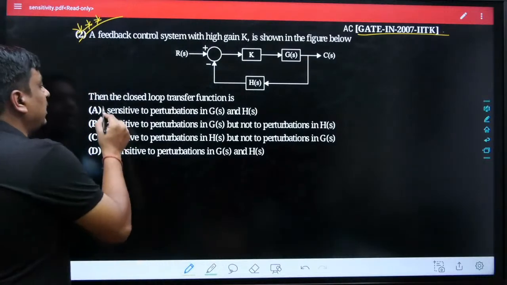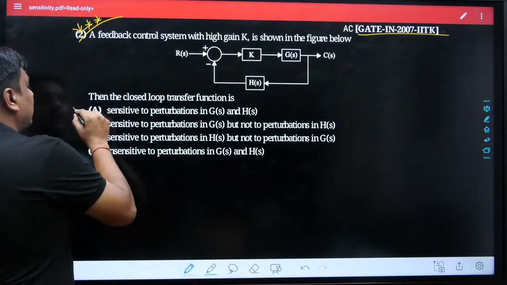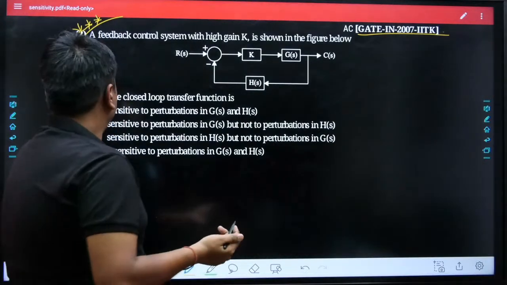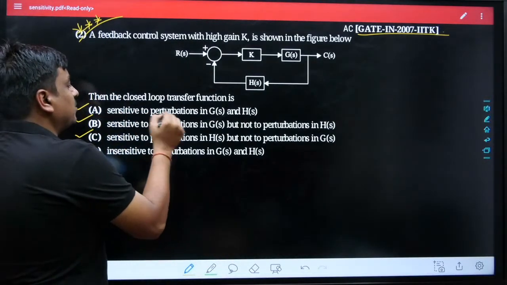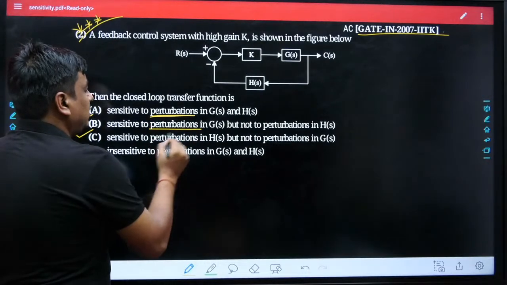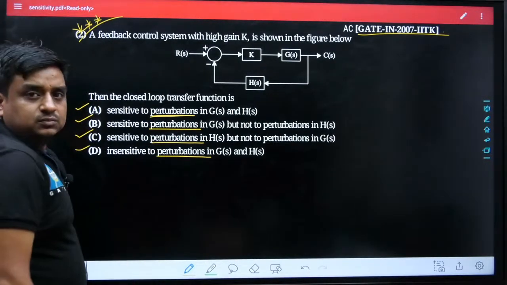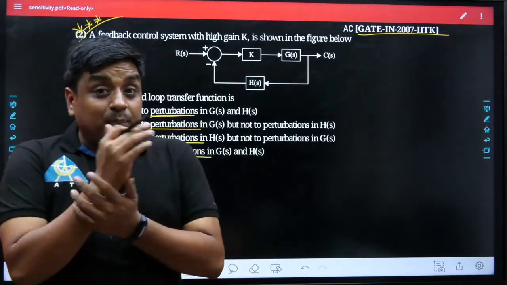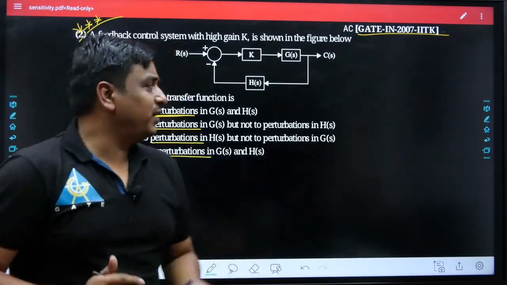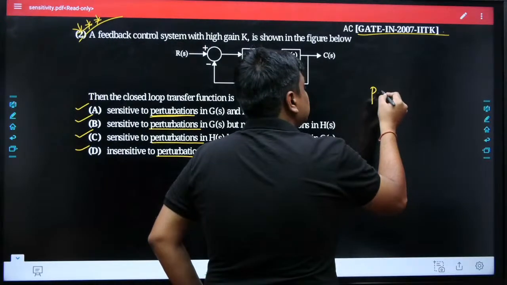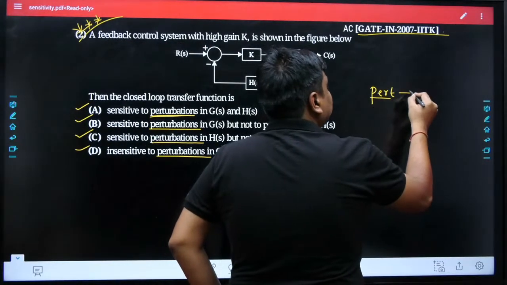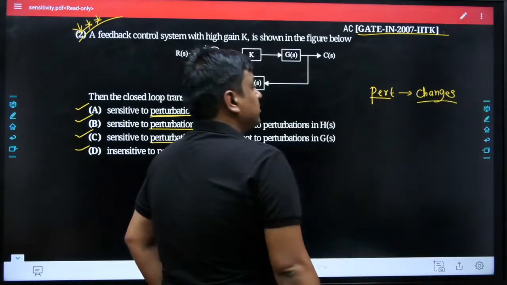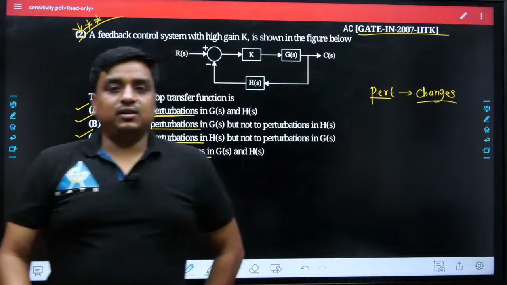So now the closed loop transfer function is, there are 4 different options attached along with this problem. May I know what they are? First, sensitive to the perturbation. Keep in mind, many times I have seen that perturbation is an English word, and probably students who are not well acquainted with this word may leave this problem. You need not worry about it, my dear friends. Whenever I come across a perturbation, basically it indicates changes. So let me read each and every option, and you will find the problem much more comfortable.